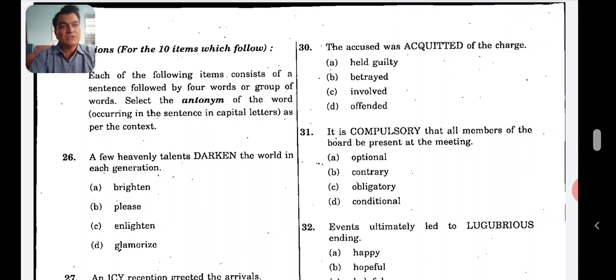It is compulsory that all members of the board be present at the meeting. Try to find the contextual meaning of the word or phrase that is given there. So compulsory. So what will be the antonym of that? And here the antonym of that will be optional. A will be the right answer.